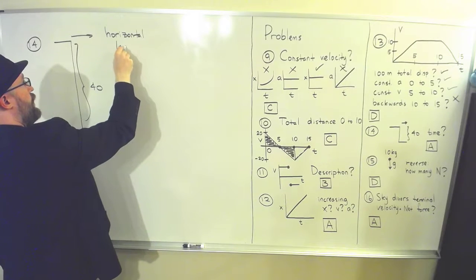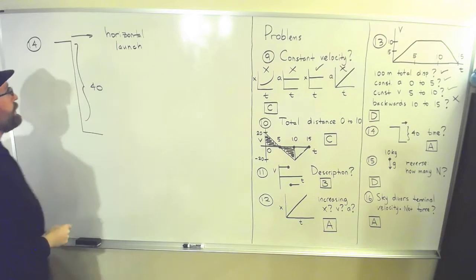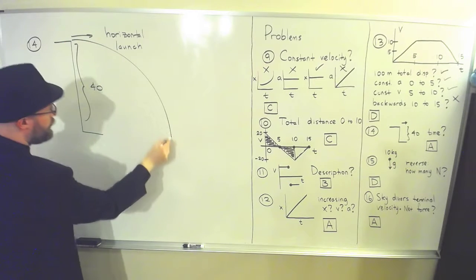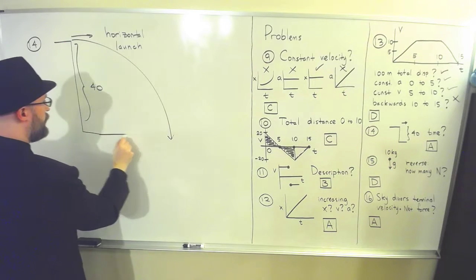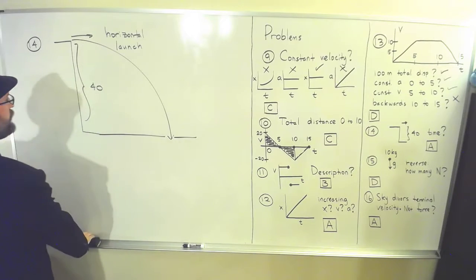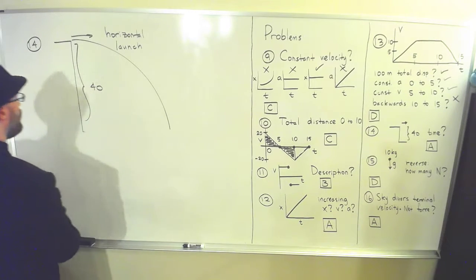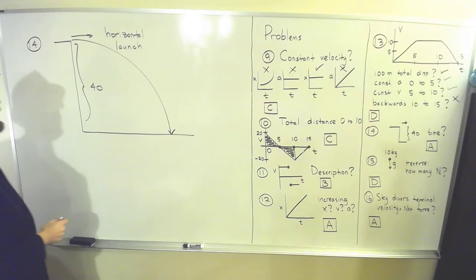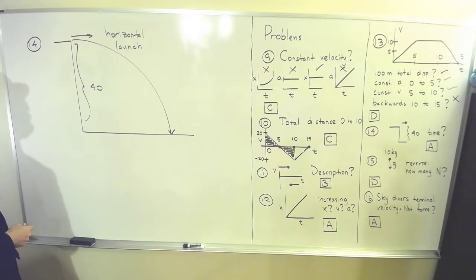So it's a horizontal launch or throw or something like that. And the question is, how long is it going to take to hit the bottom? So this is going to go down like that. It's going to be a parabolic trajectory. It's going to hit the bottom.